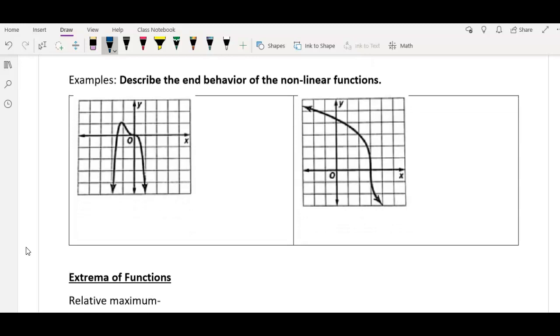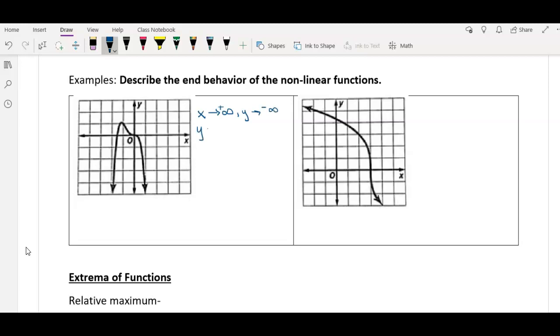So let's continue describing some end behaviors. If you can't tell, this is a very important concept, which is why we're doing quite a few examples. So as x approaches positive infinity, what does y approach? So here we have the right-hand side of our coordinate plane. We're going positive, but y is going that negative direction. So we say y approaches negative infinity.